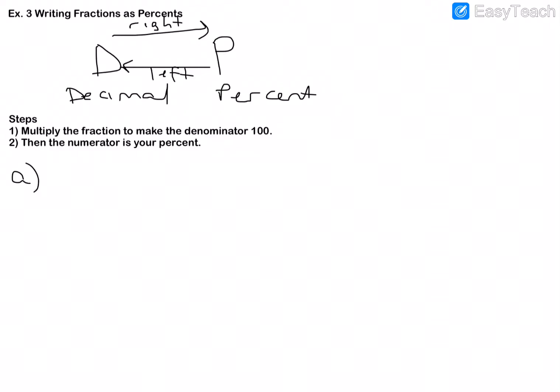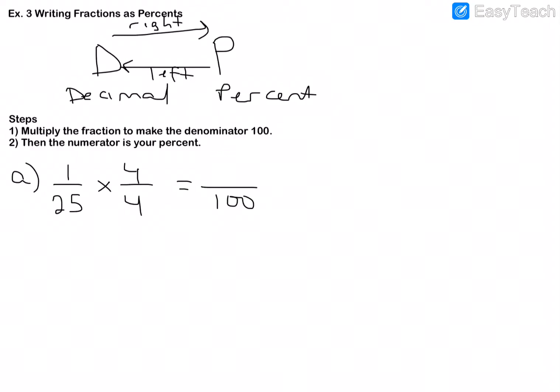So say I have the fraction 1/25, or 1 over 25. What number can I multiply 25 by to get 100? Okay, you could think about that as a quarter. So how many quarters are in a dollar? There's 4 quarters. So I can multiply 25 times 4 to get 100. But whatever I multiply the bottom by, I have to multiply the top by.